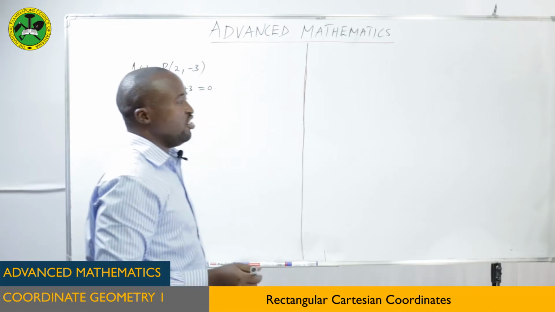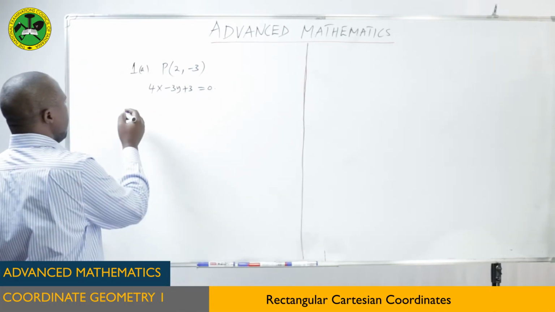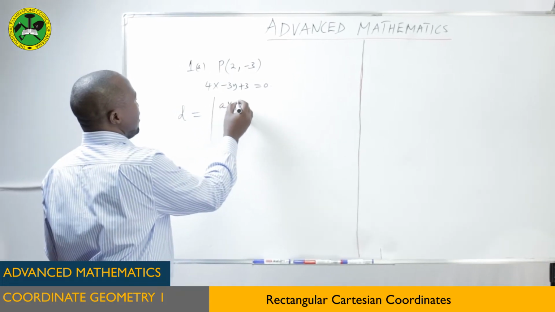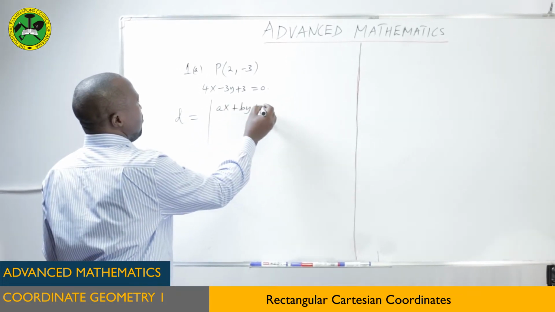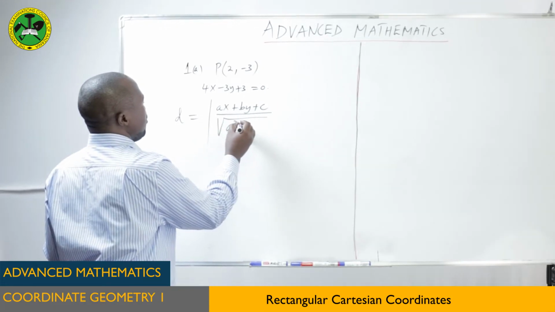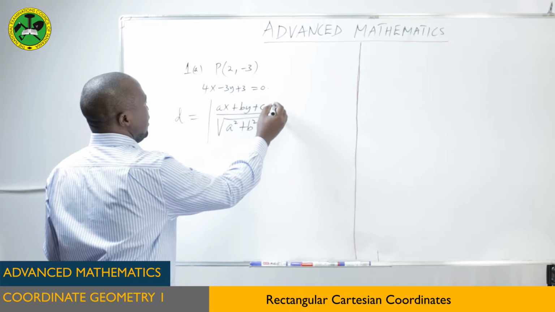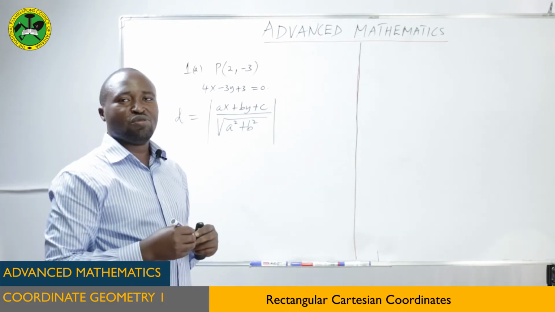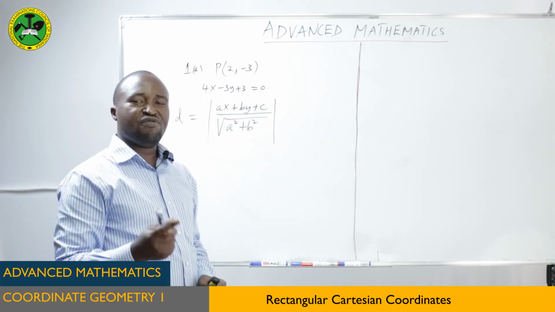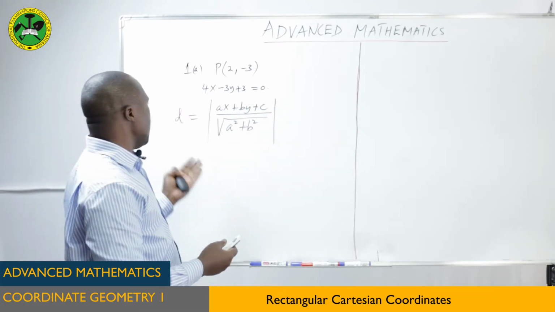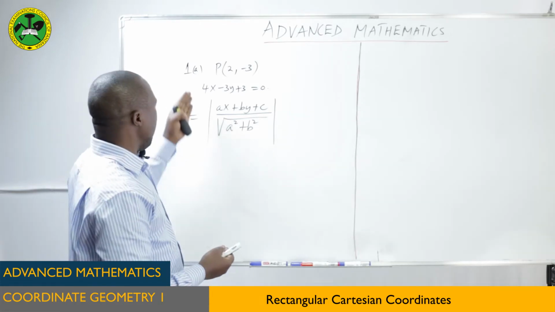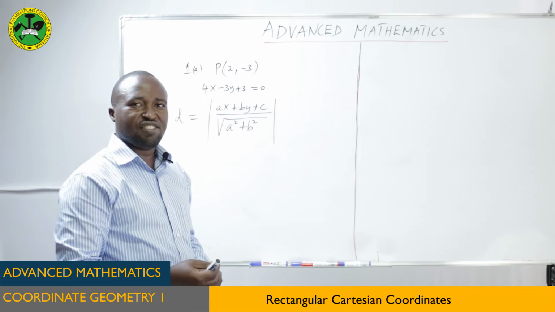Remember, our general formula to find the distance is D is equal to the absolute value of AX plus BY plus C over the square root of A squared plus B squared. My dear student, why are we using the absolute value? That is to avoid a negative answer. Distance or length is always positive, so we use the absolute value to avoid a negative.